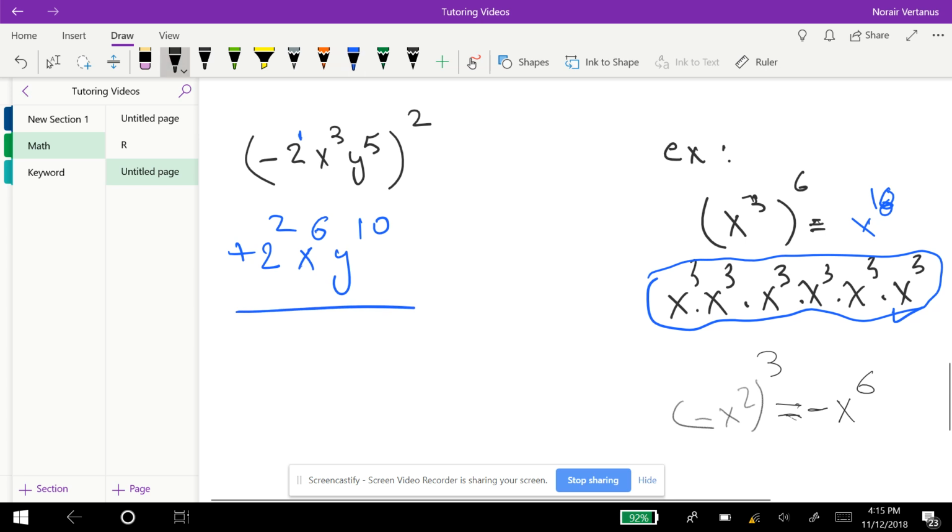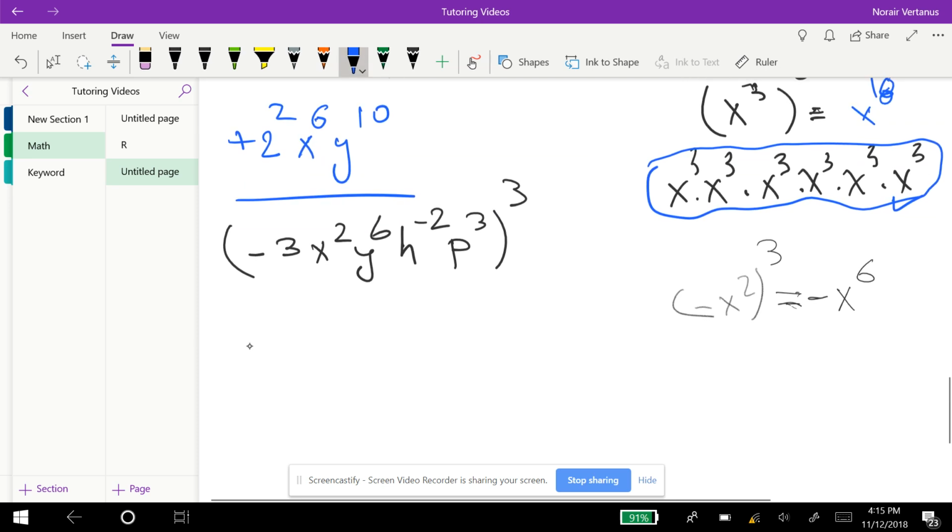One more problem. How about negative 3x squared y to the 6, h to the negative 2, p to the 3, all to the third power. Negative to the odd power is negative. For the 3, the power of 3 is 1, and 1 times 3 is 3, so it's 3 to the third, which is 3 times 3 times 3, which is 27. If you wanted to simplify the previous problem, it would have been 2 times 2, 4, or you can leave it like that. Depending on the answers, you have to check which one they want, if it's multiple choice.